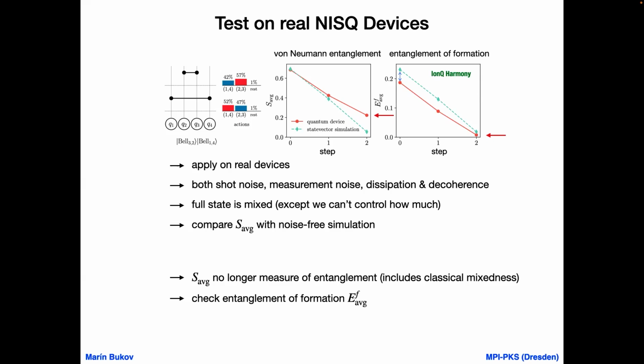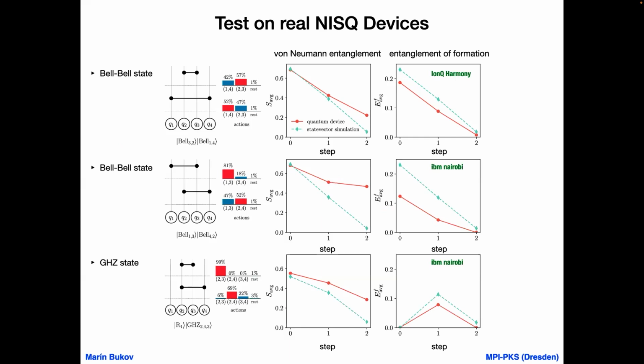So we train the agent to minimize the entanglement. The agent does minimize the entanglement, right? If you have mixed states and you measure the von Neumann entropy, you're just measuring the wrong quantity. So this was for the Bell-Bell state. You can do a Bell-Bell state on different pairs to see that the agent is permutation equivariant. In other words, it doesn't matter.